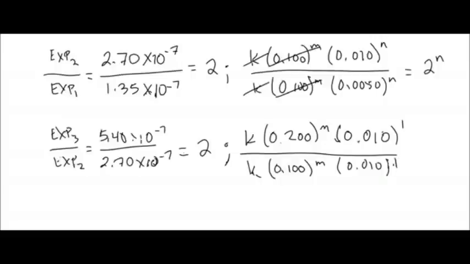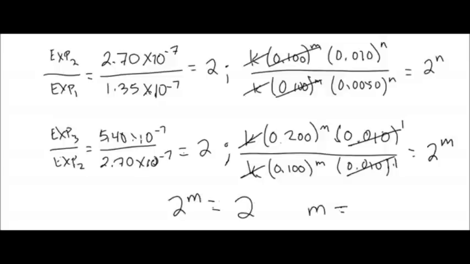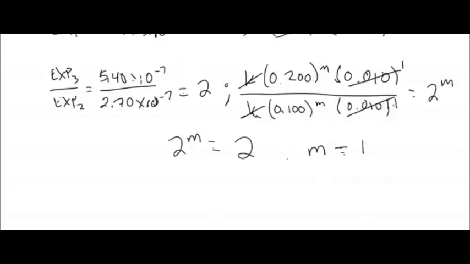Okay, so again, cancel out all like terms. So the K's are gone. Now I'm left with 0.2 over 0.1, and again in this case, 2 to the M. So 2 to the M is equal to my rate, which is 2. So M is first order.